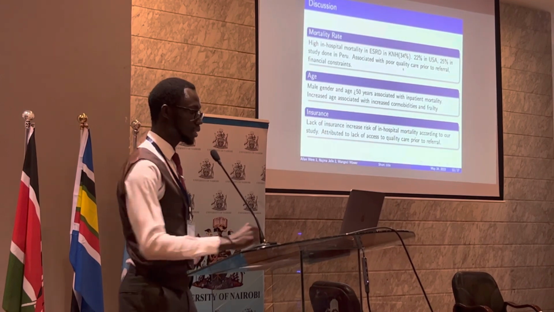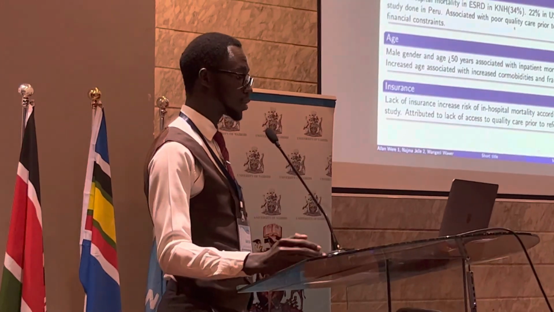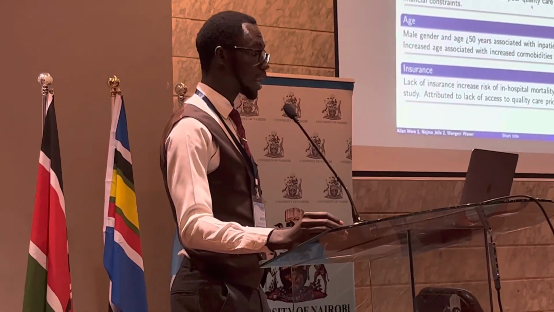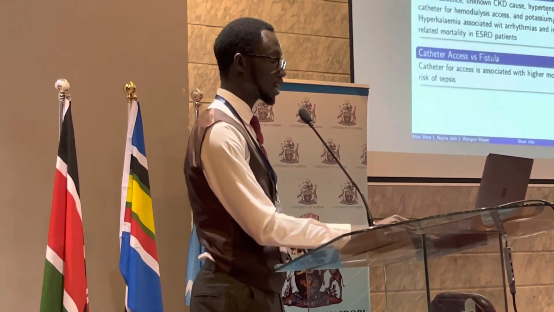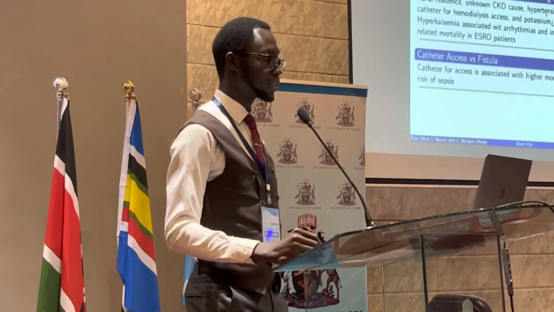Now we also have the age. So we determined that age greater than 50 was associated with a lot of inpatient mortality, and a lack of insurance also had an increase in in-hospital mortality rate for that matter. Factors that increase risk of mortality as well, we established things like hypertension as a comorbidity, catheter for hemodialysis access, which I already mentioned, a potassium of greater than 5 at admission, and as we all know from our internal medicine knowledge, that hyperkalemia is associated with arrhythmias and increased cardiovascular related mortality in ESRD patients.